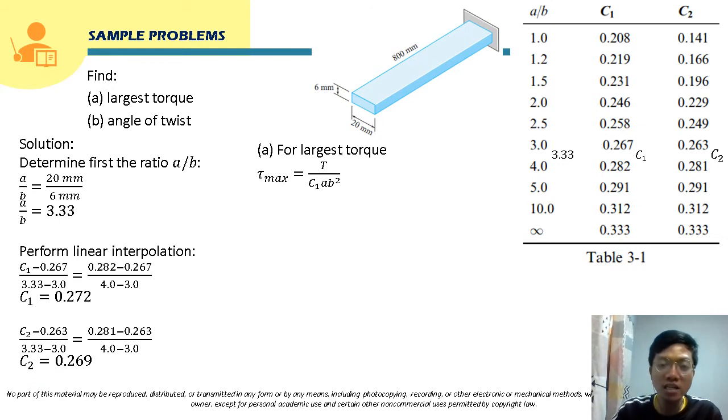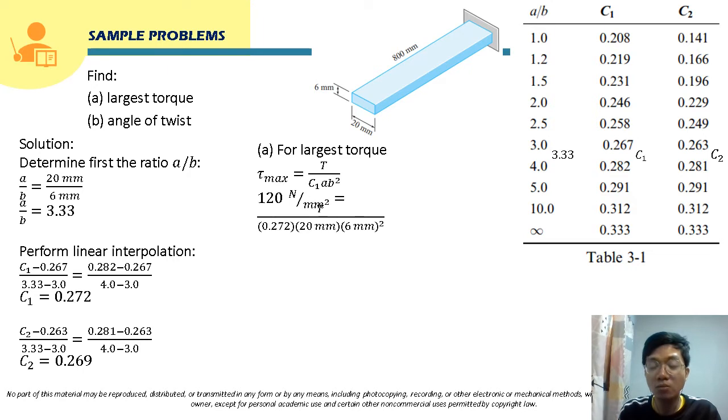Okay, so from here, class, we can already use these values and substitute them in this formula. Substituting the values for the maximum shear stress given in the problem, that is 120 Newton per millimeter squared, this will be equal to T over C1, where C1 is 0.272. Then A, the larger dimension of the rectangle, is 20 millimeter, and B, the shorter dimension, is 6 millimeter, and this is squared.